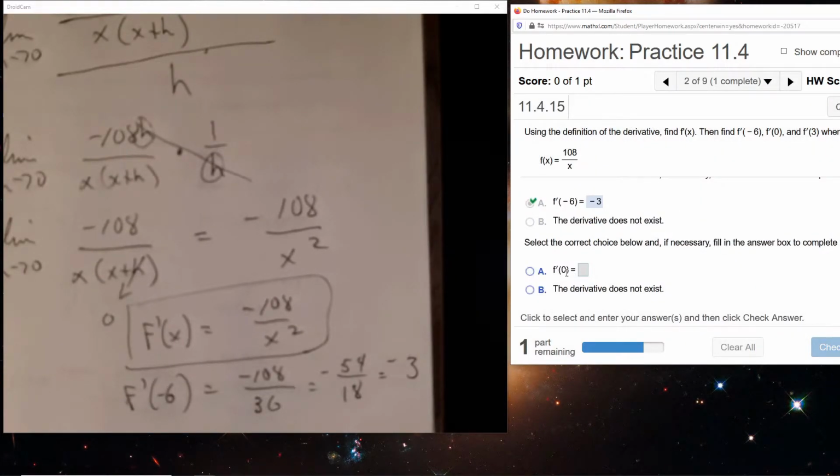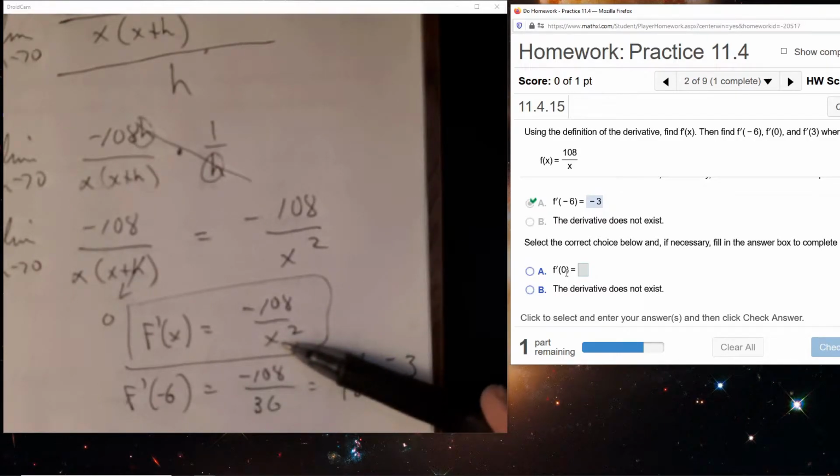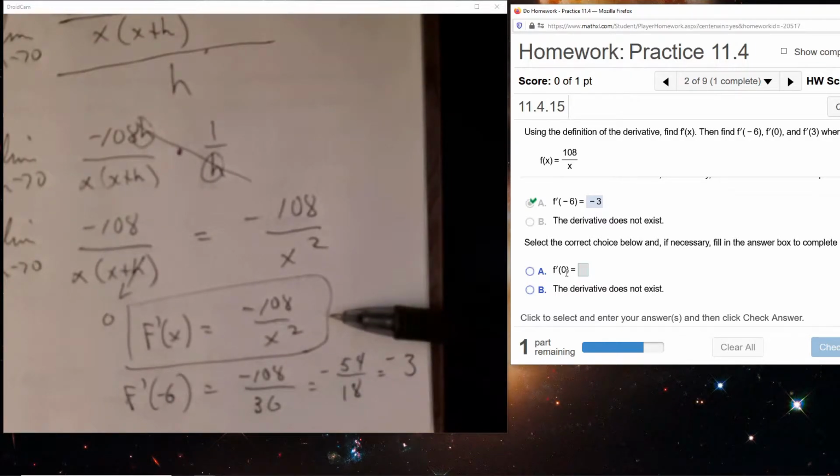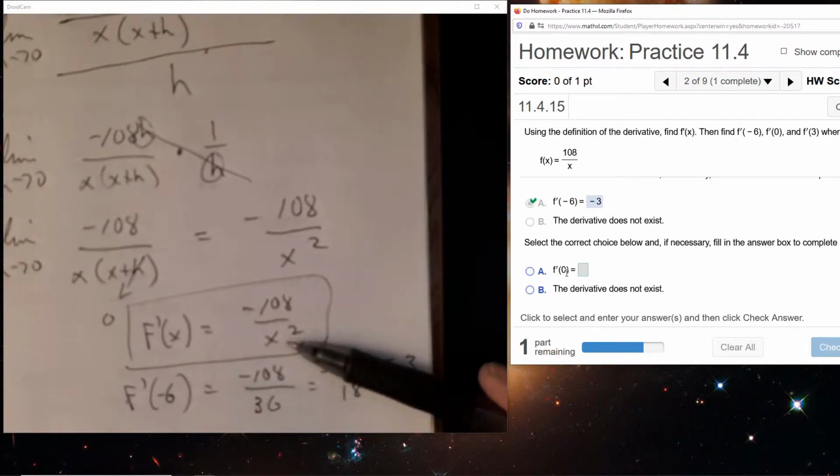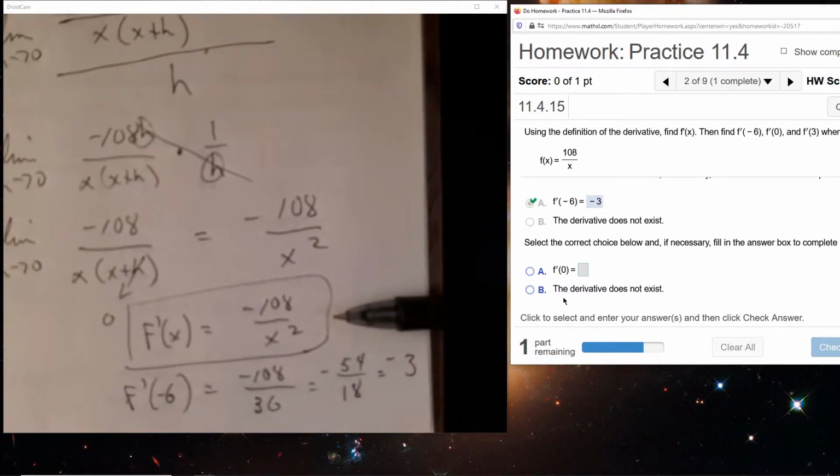So now we have f prime of 0. So now look right here. So here's the derivative function. They now are asking us to plug in 0. Well, if we plug in 0, we'll get division by 0, which means the derivative does not exist at 0 because you have division by 0. So f prime of 0 does not exist because that causes division by 0 and that causes the derivative to fail.